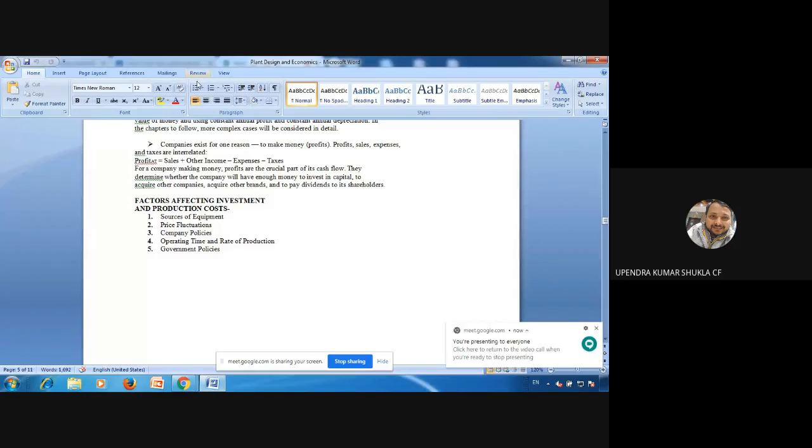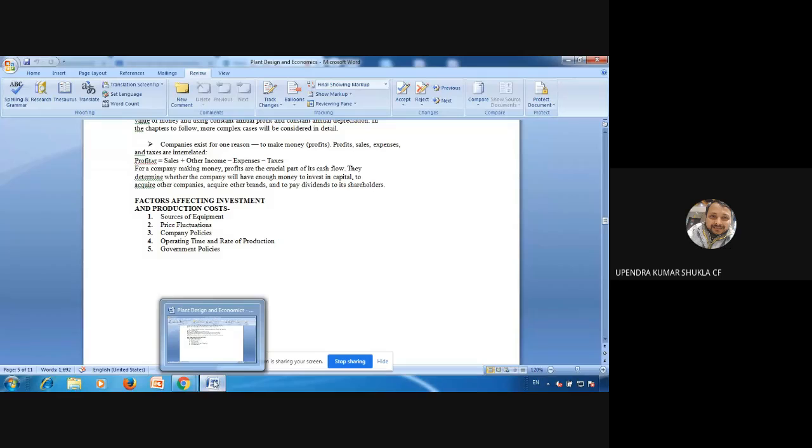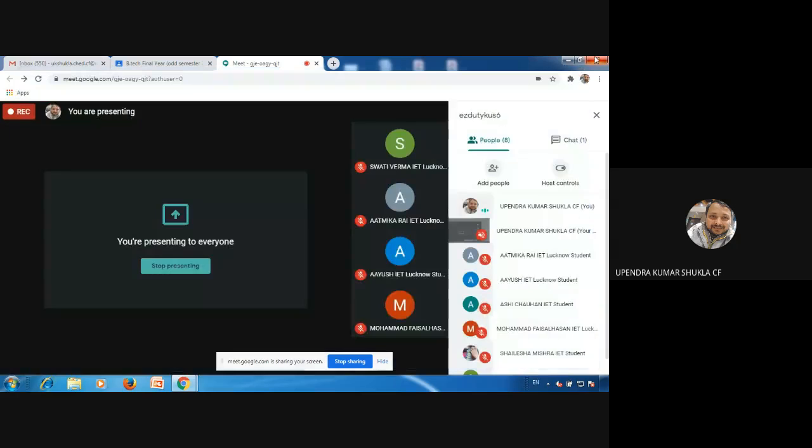Okay, and those factors, I'm recapitulating. Those factors are sources of equipment, price fluctuations, company policies as well as government policies, and operating time and rate of production. So these are five factors that will affect the investment and production cost, right? Now, after that, I would like to discuss something that is very important.